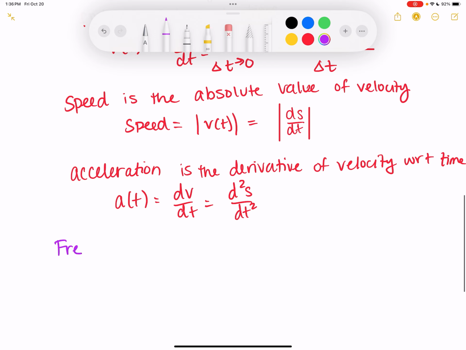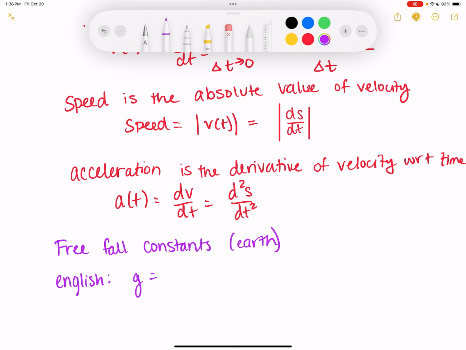Free fall acceleration, free fall constants. So you should already know one of them: gravity. That is the constant, but we're going to have it in English units and metric units. In English units, meaning the crazy system that we use with feet and inches and all that, g, which is again acceleration due to gravity, is equal to 32 feet per second squared.